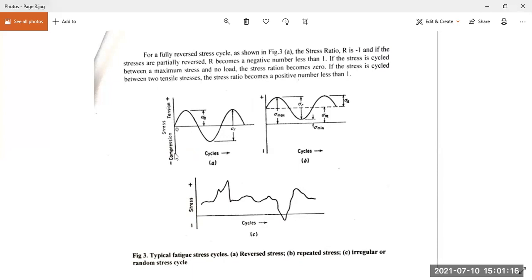What is shown here? Here the stress moves from here to here and here to here. In this case, the full load is on one side: maximum, minimum, maximum, minimum. Here it is a maximum positive and minimum positive, then maximum positive and minimum positive. This is called repeating stress, and an irregular random stress cycle is like this. The stress is totally irregular in shape and its variation doesn't have any definite structure, but it can be very high, very low, or intermediate, and sometimes even in the opposite direction.